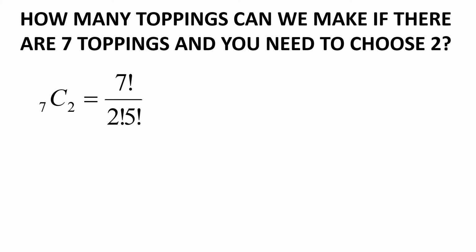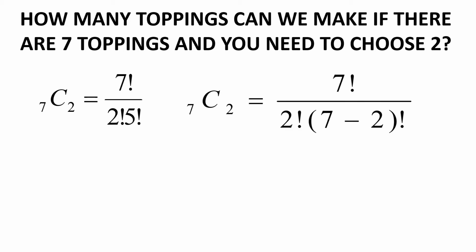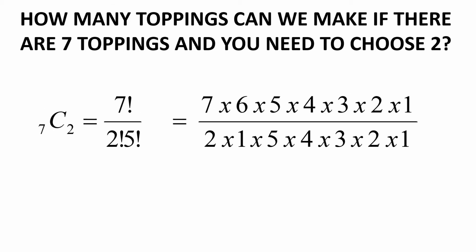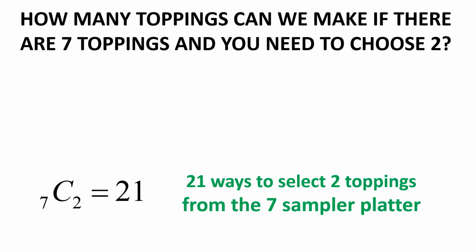So to solve using the formula, your n is 7 factorial divided by 2 factorial times the difference of 7 minus 2, kaya nakuha yung 5 factorial. So you just cross out yung mga pare-pareho, which is 5, 4, 3, 2, 1 sa taas, tsaka sa baba, and then you'll get 21 ways to select 2 toppings from the 7 sample platter.